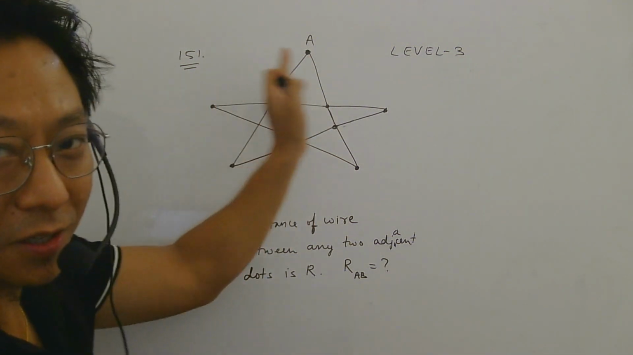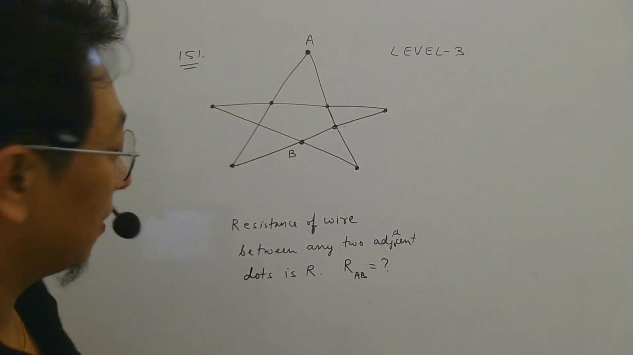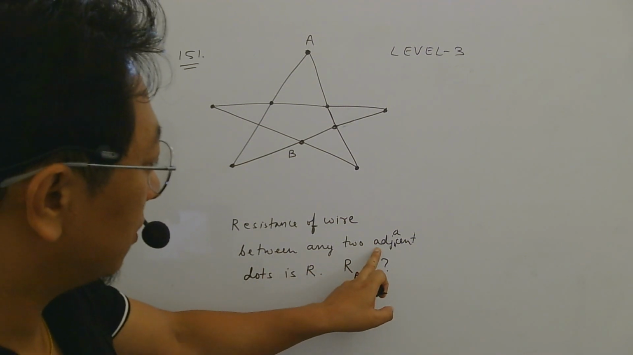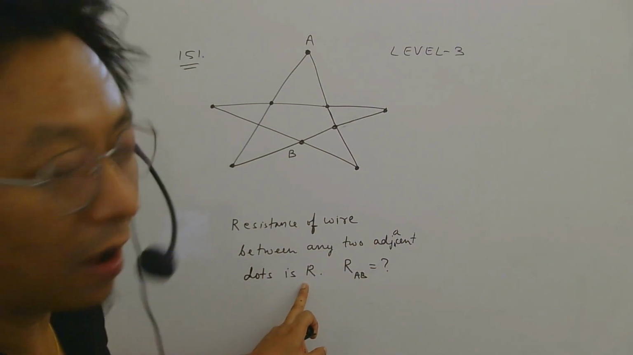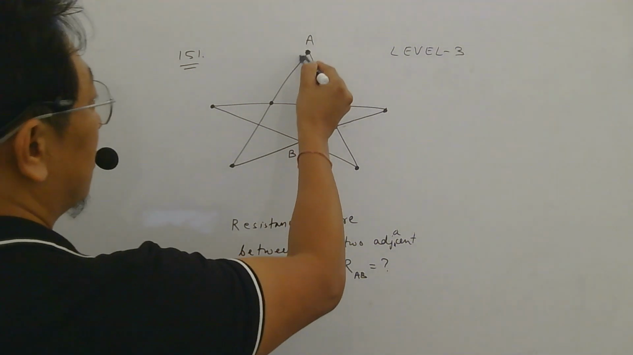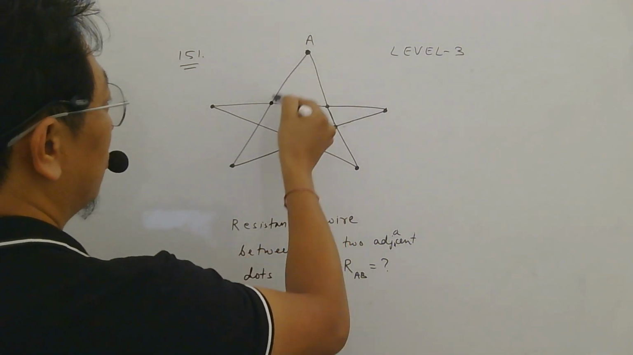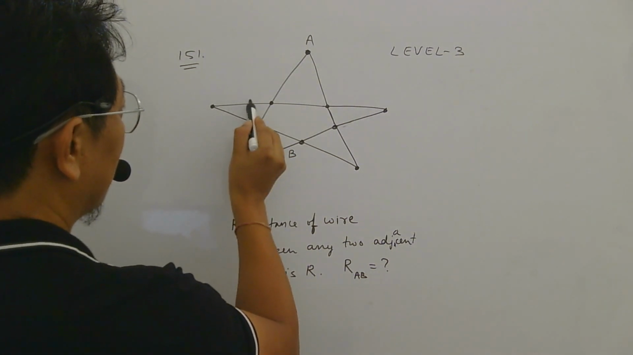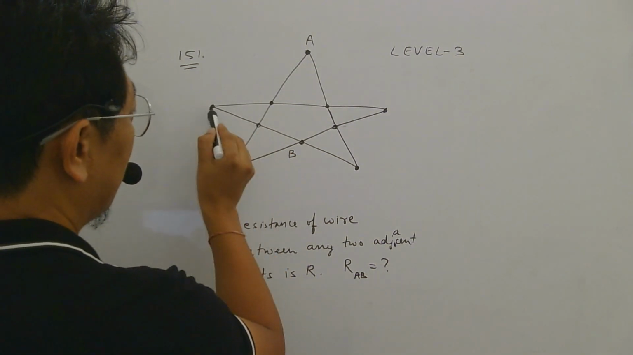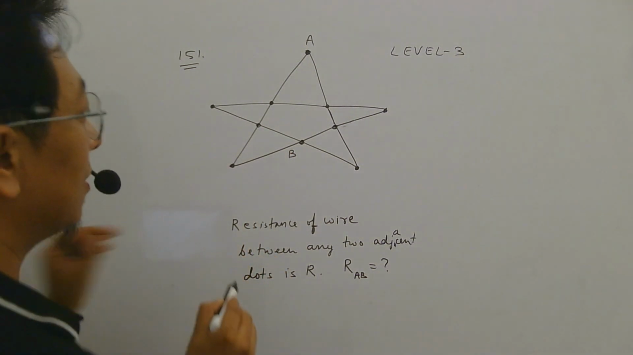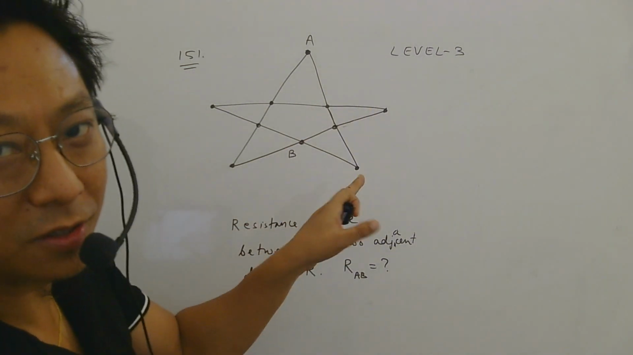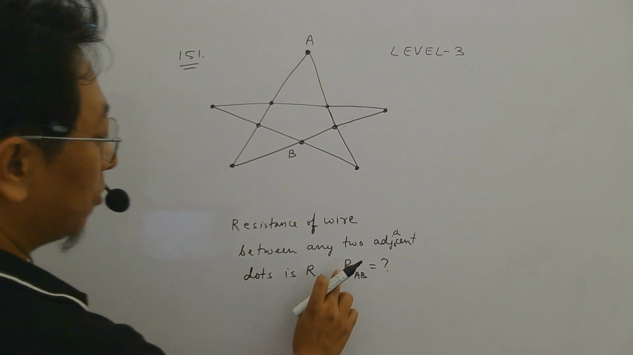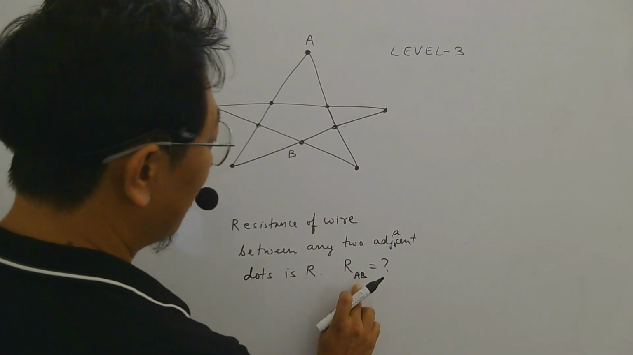So here is the circuit given, question number 151. They are saying resistance of wire between any two adjacent dots is capital R. So this wire between these two dots has resistance capital R. Between these two dots also capital R. Between these two dots capital R. So like that, between any two dots resistance is capital R, that is given. We have to find equivalent resistance between A and B.